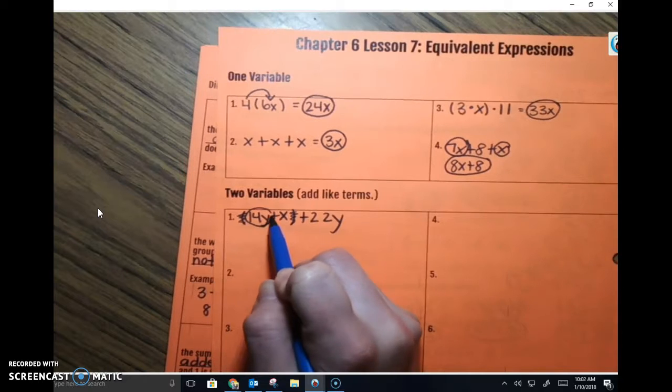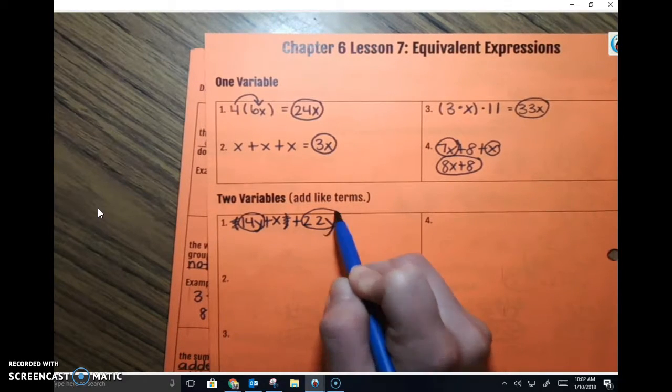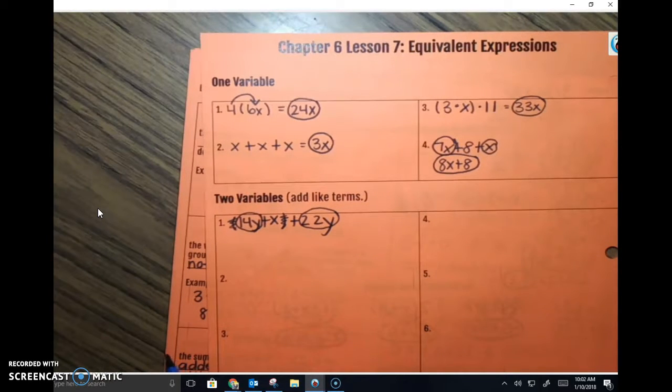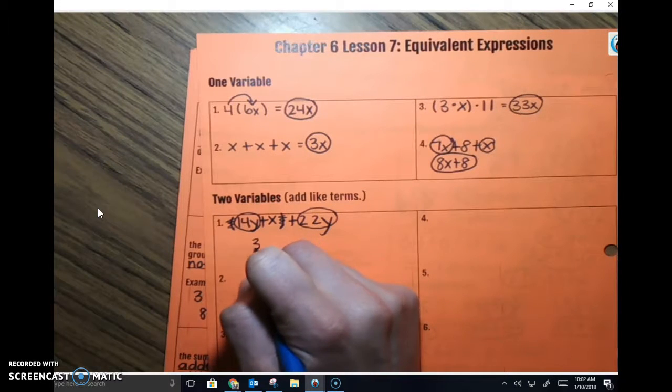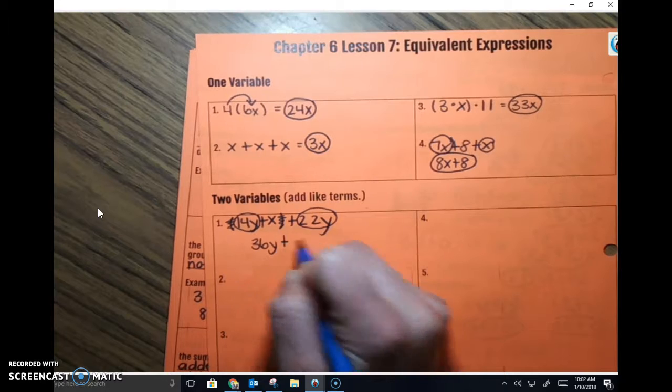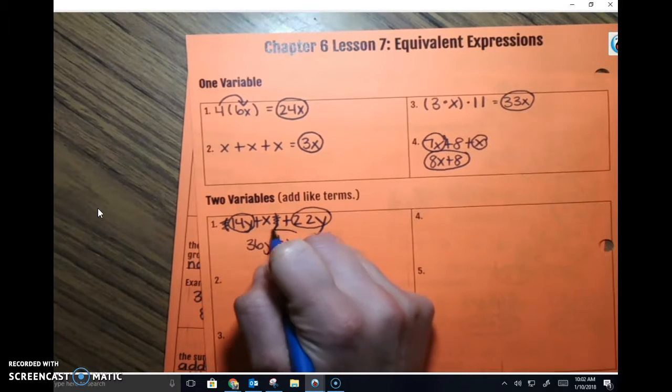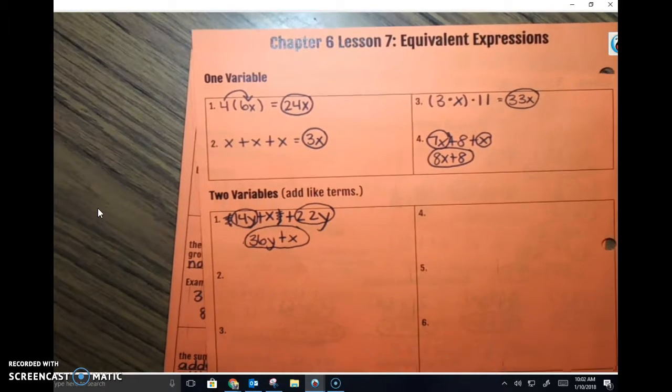This one has a y, and this one has a y. I'm not circling the x because it doesn't have a y with it. 14 plus 22, we get 36y plus x. The x just stays by himself because he's not the same variable.